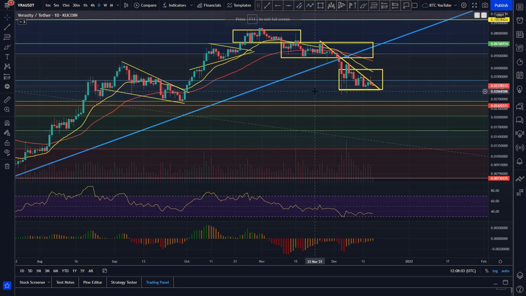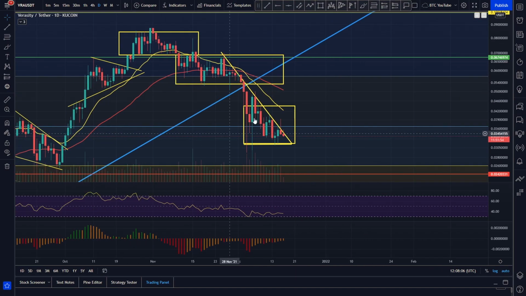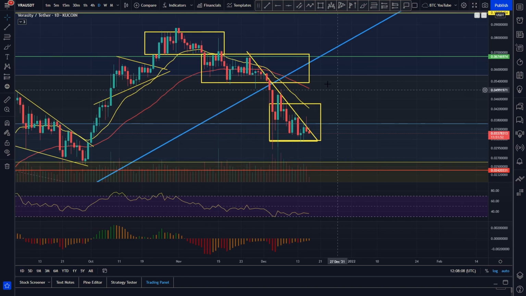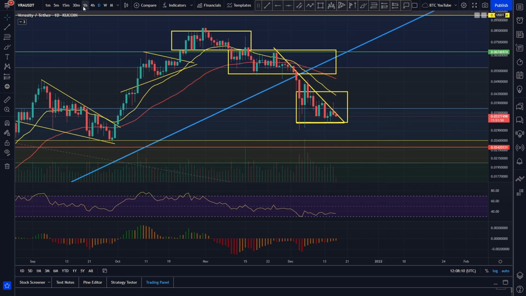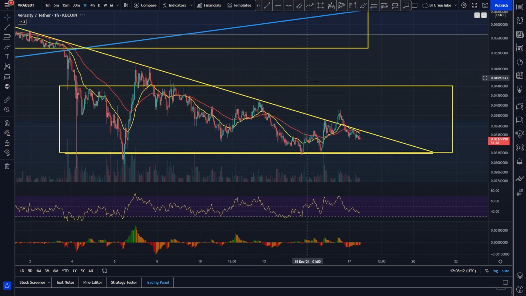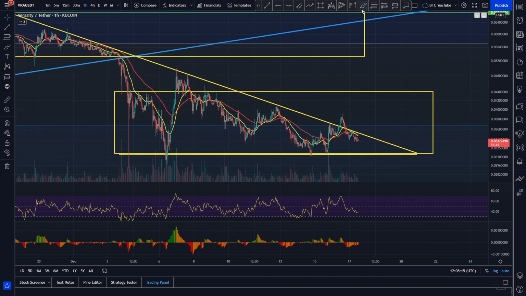So we're just taking a look at Verasity here, and as we can see, it's still forming a little bit of a range here, as you can quite clearly tell. And looking as though that breakout that we were talking about yesterday has actually been fully nullified here, from what we can tell at least.